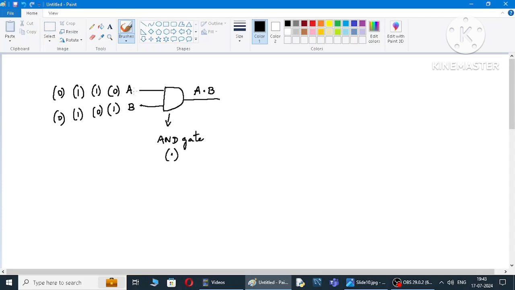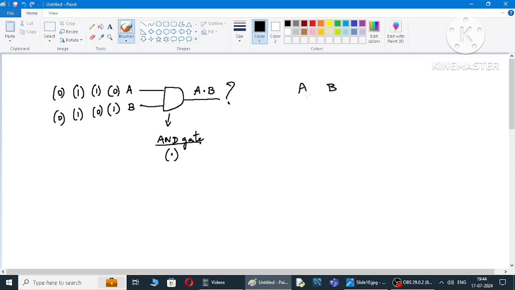Consider this as a switch. You switch on A, switch off B. Switch on B, switch off A. Switch both A and B on, switch both A and B off. So for all these input combinations, what will be the answer? This is how an AND gate works. So let us see how it works.